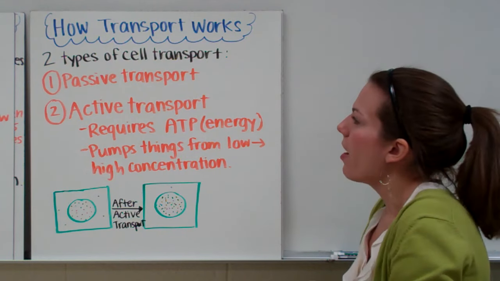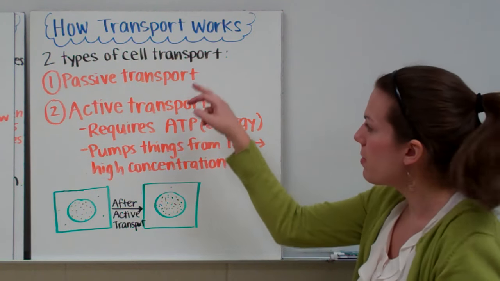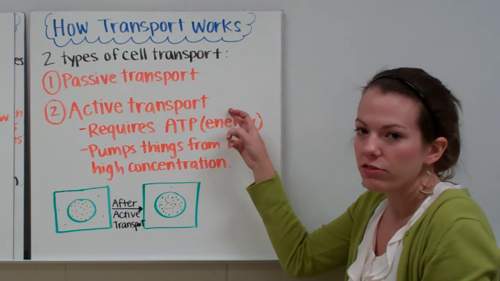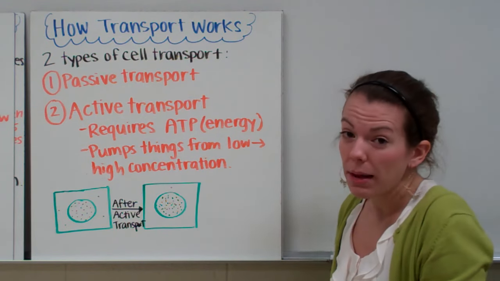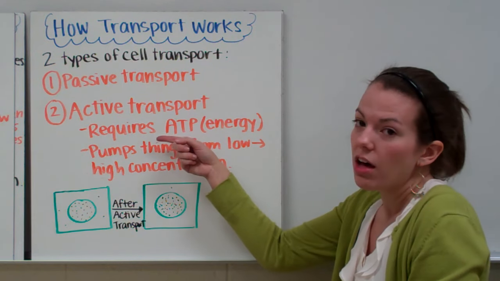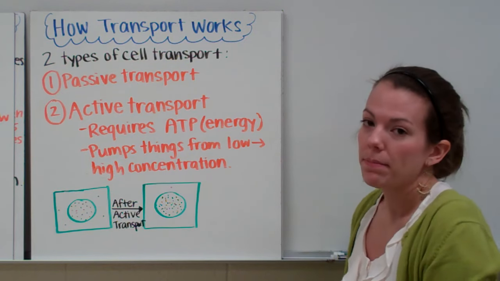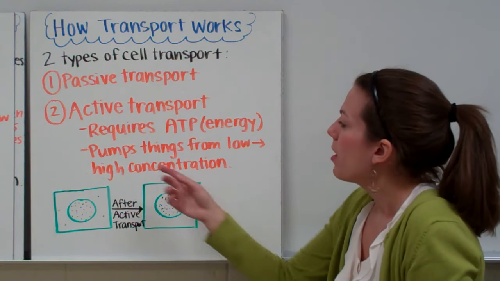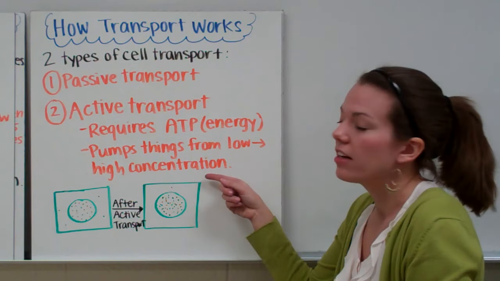Now let's talk about our other type of cell transport. Our first type was passive transport. Now we have active transport. Active transport, unlike passive transport, requires the use of energy or requires the use of ATP. Our active transport pumps things from low to high concentrations.